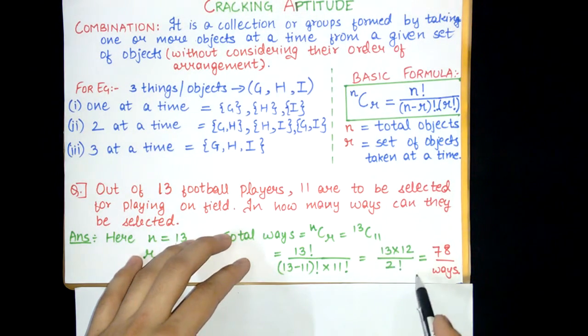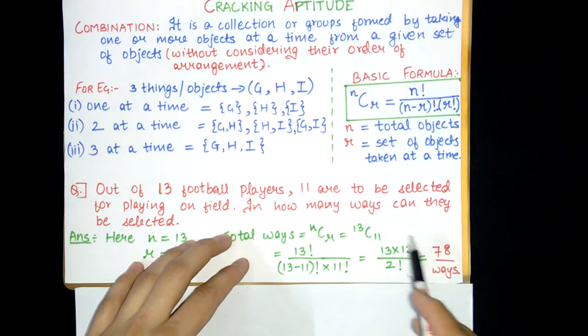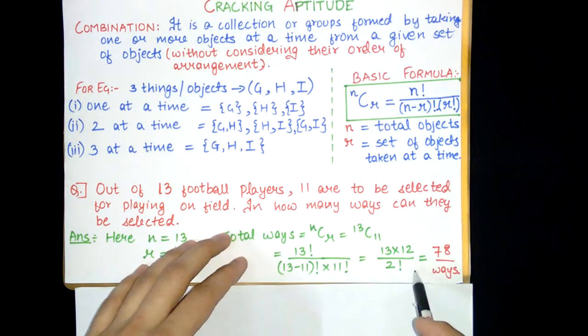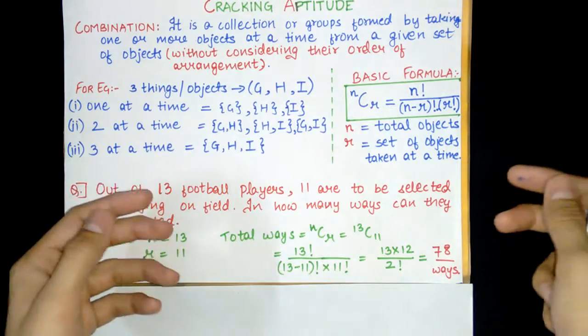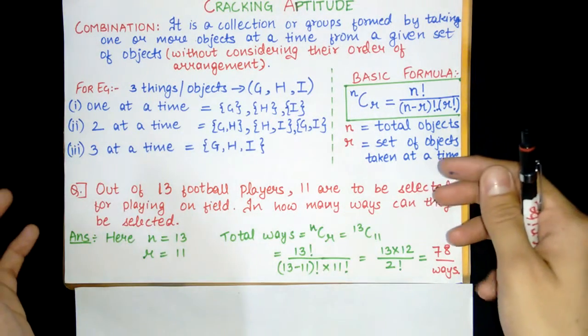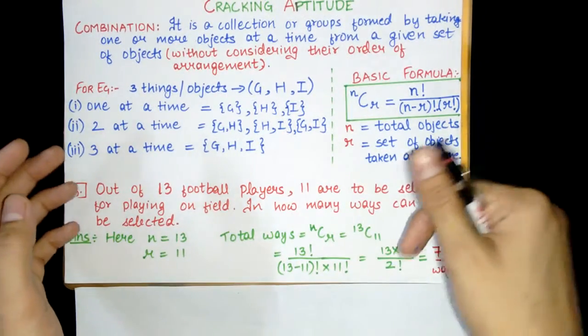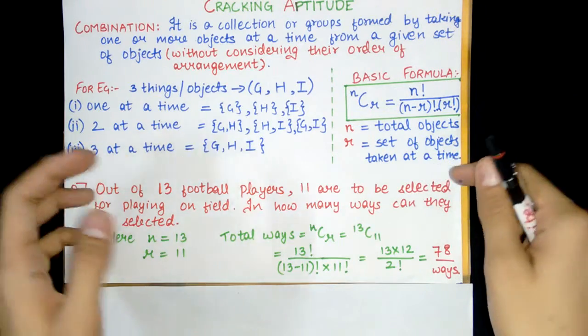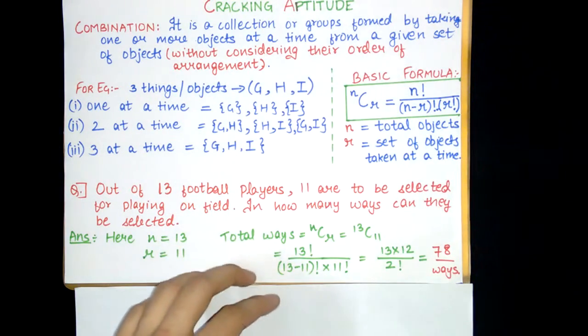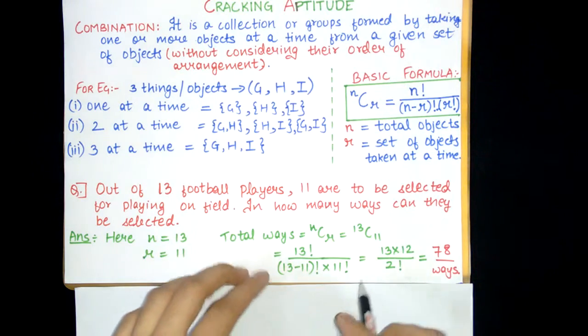If you haven't understood this solution part, then I have explained this solution part a couple of times in my permutation lectures, to which I have given the links in the description below. You can go there and check out those lectures for understanding this calculation part.